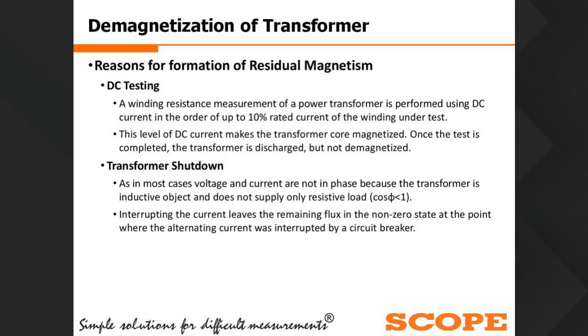And the second reason behind the formation of the residual magnetism is the transformer shutdown. If we need to do a shutdown, we give a command to the circuit breaker through a relay to break the circuit. At the time of the circuit breaker breaking operation, the current will not be at a zero crossing point. So some residual or remaining flux will be present, and that will cause the formation of the residual magnetism.